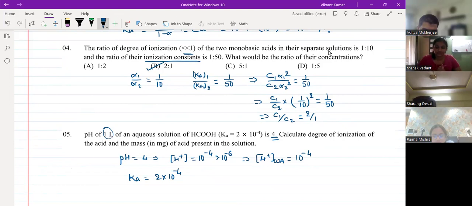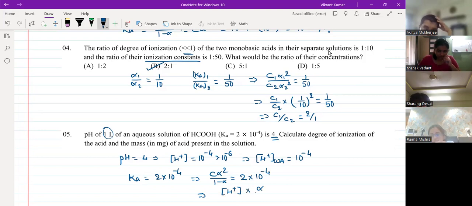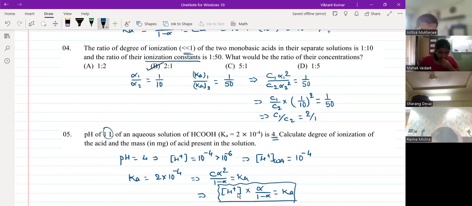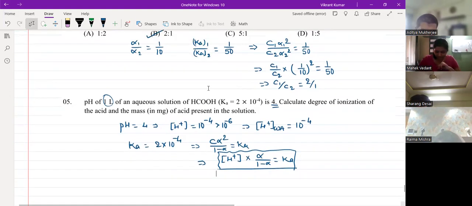Now what happens, if you remember, हम लोगों ने कहा था this was C alpha square by 1 minus alpha was K, ये बोला था. तो that will be 2 into 10 raised to minus 4 and C alpha was nothing but H plus, है ना. तो H plus into alpha upon 1 minus alpha is K. यही एक result मैंने बोला था कि इसको हम लोग use कर सकते. तो right now I am writing this one. So this was the formula we can always use without any assumption. And then we have got H plus, we have got K. तो alpha निकल आएगा. It is a linear equation, तो quadratic भी नहीं solve करना है. Even if you go without assumption तो चलेगा.